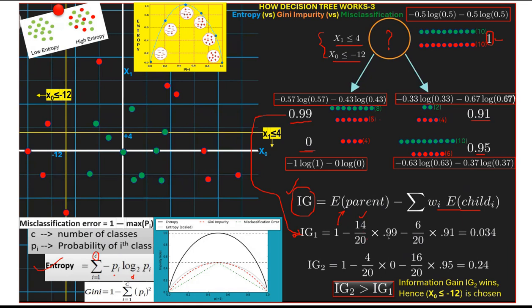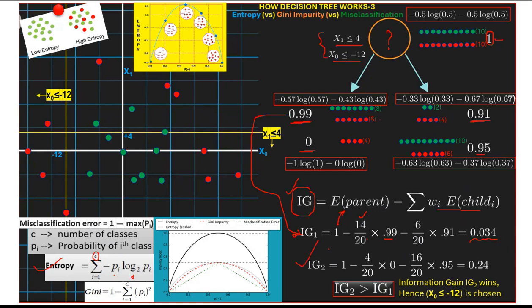So 14 by 20 into the entropy of that data set, that is 0.99. Same way, minus, again, this is the sum over all the classes, so you have to go on the left as well as on the right. If you go to the right, now 6 by 20. Why 6? 4 plus 2 child data points, whereas 6 by 20 into the entropy is 0.91. So then I got the information gain as 0.034.